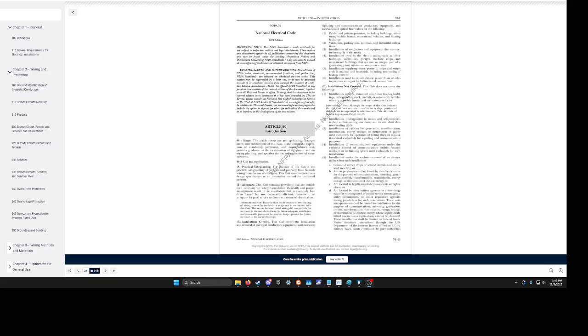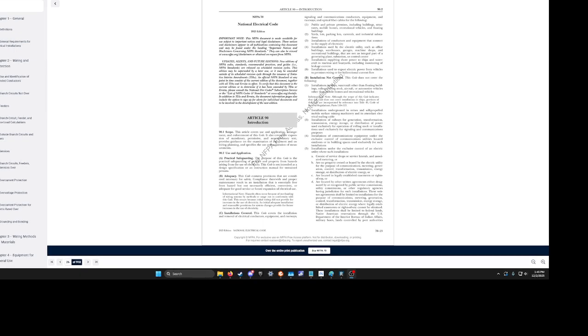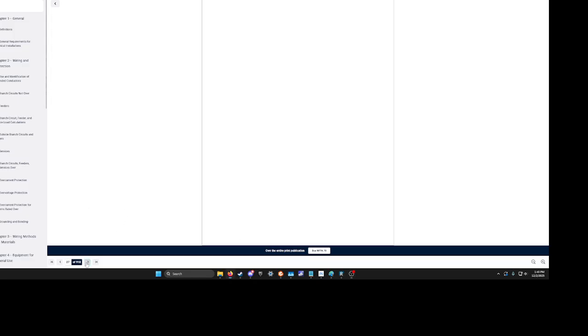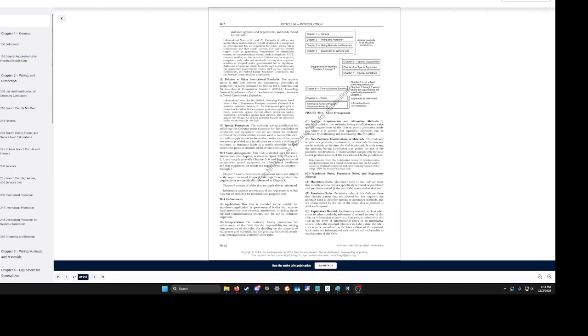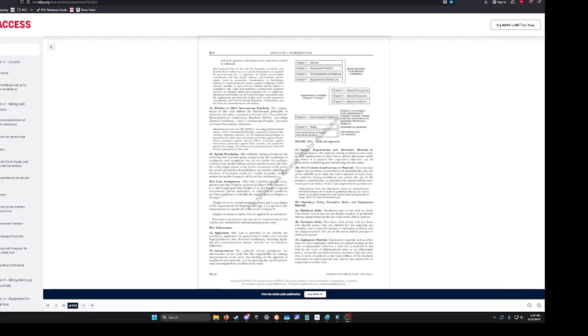So starting out at section 90, we start out obviously with scope. This article covers use and application, arrangement, and enforcements of the code. It's the rules on what the code does and does not cover, and how things should be done. This first page is pretty self-explanatory. Second page, again, nothing too crazy. The most important thing for us to remember is the arrangement, but we can probably assume our arrangement is going to be the same. I mean, we've talked about it before.